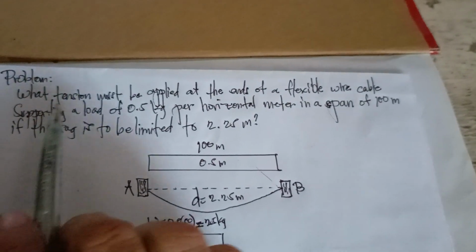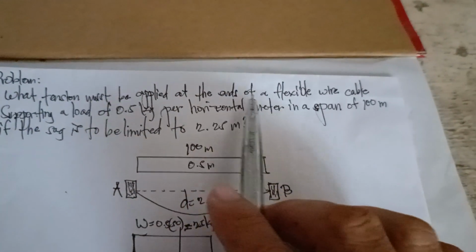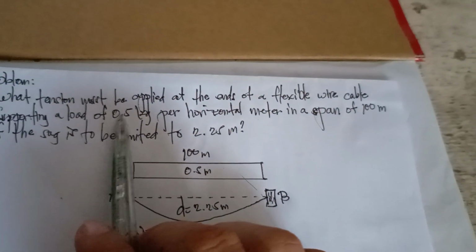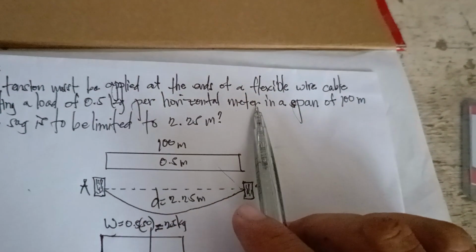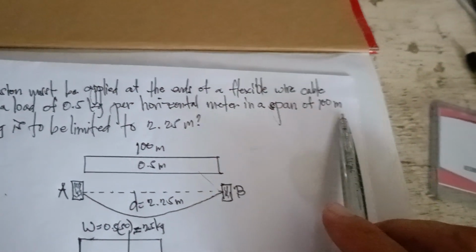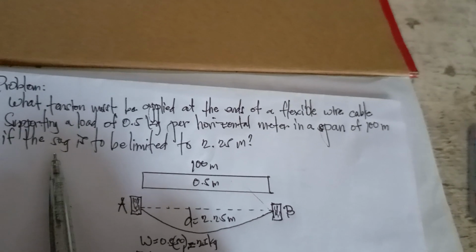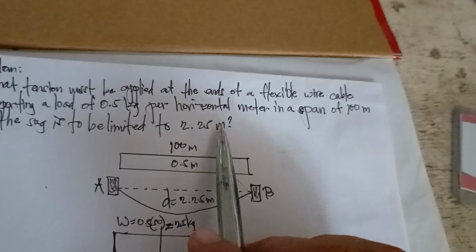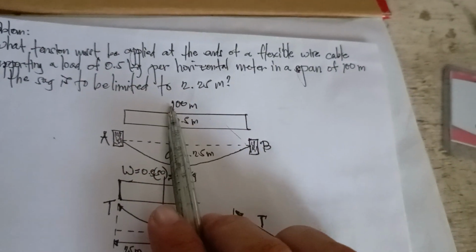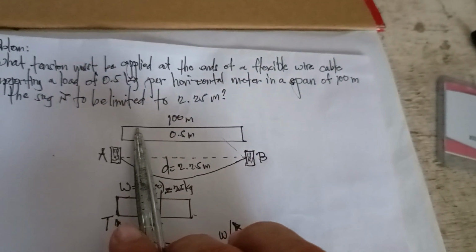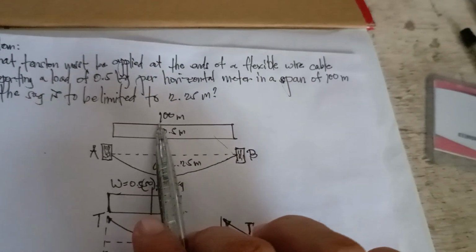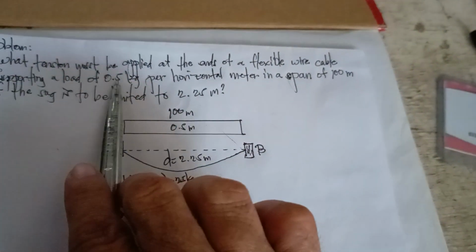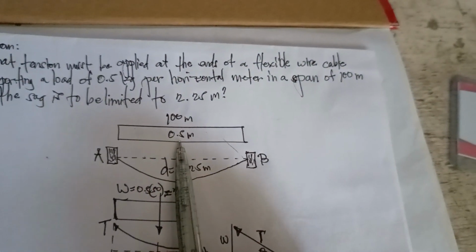Problem: what tension must be applied at the end of a flexible wire cable supporting a load of 0.5 kg per horizontal meter in a span of 100 meters if the sag is limited to 2.25 meters? In this problem, the span length is 100 meters horizontal, with a load of 0.5 kilogram per meter.